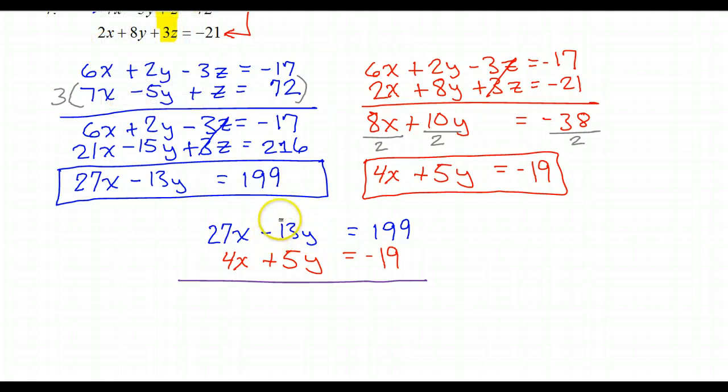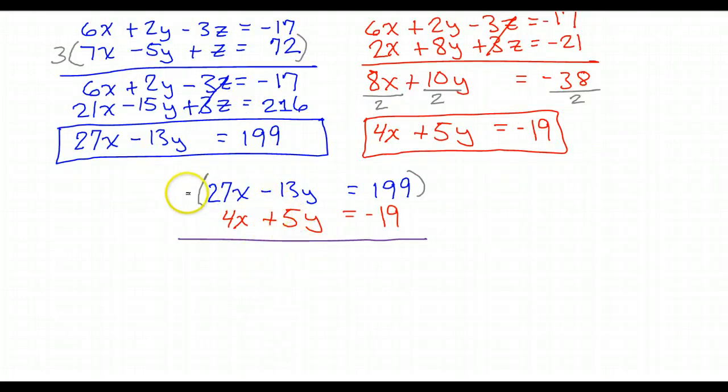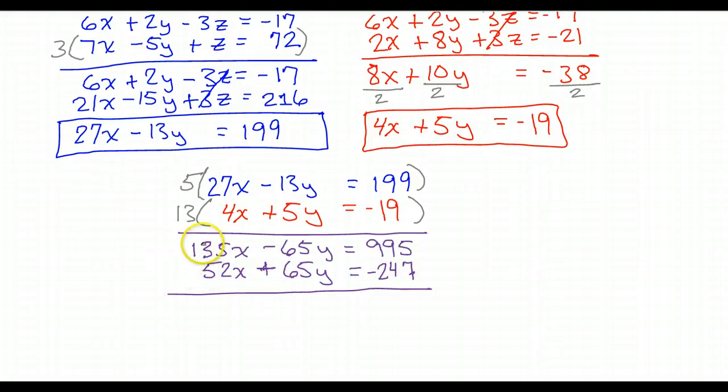Looking at the y's, I see the 13 and the 5. What always works is to switch these up. Okay, so I'm going to multiply the top by 5 and the bottom by 13. Watch what happens when we just reverse those numbers as we multiply. So this is what you get if you do that multiplication throughout. Of course, the y's are going to cancel just like we wanted.